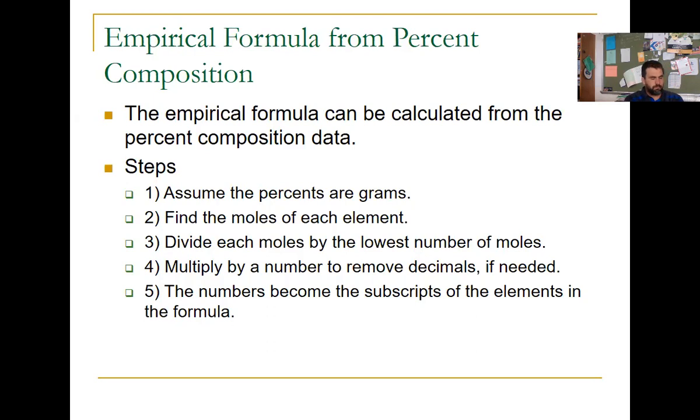If it's already in grams, you don't have to do anything with it. If it's already in moles, you can skip steps 1 and 2, okay? So you want to convert from grams to moles, and sometimes treat percents as grams. Then you're going to divide by the lowest number of moles. After you find the moles, divide by the smallest number, and then you multiply by a number to remove a decimal if needed, and the numbers become the subscripts of the elements.